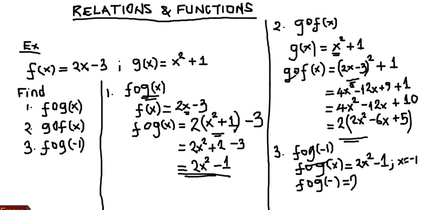So we'll have 2, where there is x we put negative 1 squared, then minus 1. So 2 times negative 1 squared is 1, which means 2 times 1 is 2, then minus 1. So we'll have our final answer as 1, which means we have got the composite value of f of g of negative 1. We simply substitute and simplify.